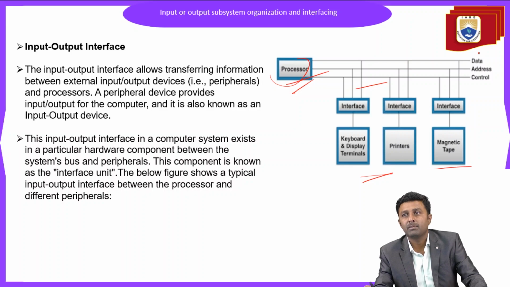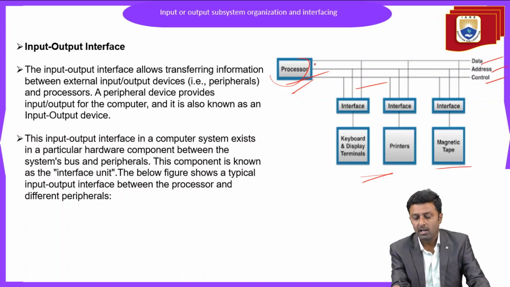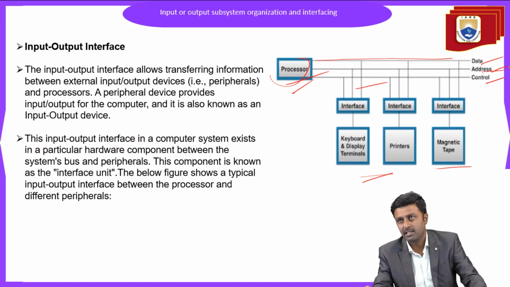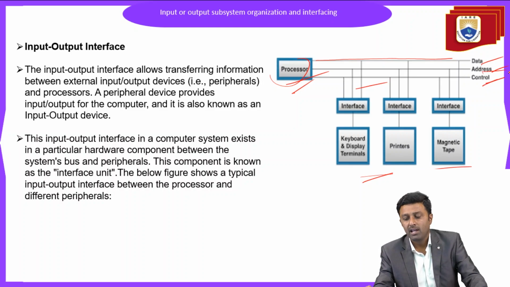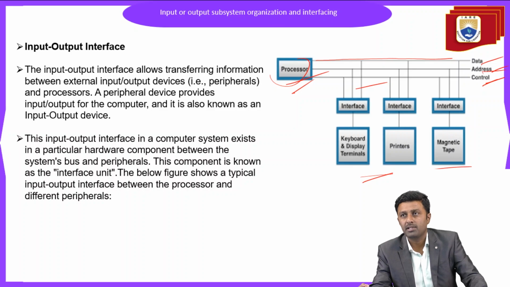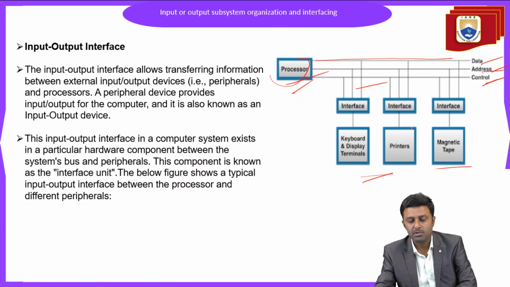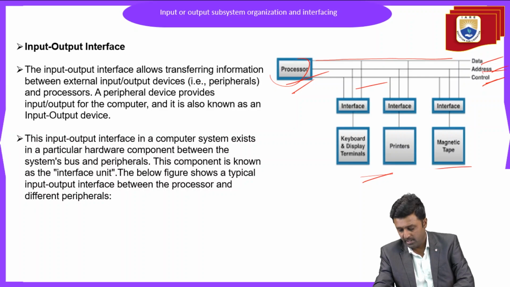It is connected with the help of three buses, that is the data bus, address bus, and control bus. As all of you know, through the data bus the data will be transferred, the address bus is used to send the addresses, and the control signals will start the operation in a computer. This diagram shows the interface between the input output devices.